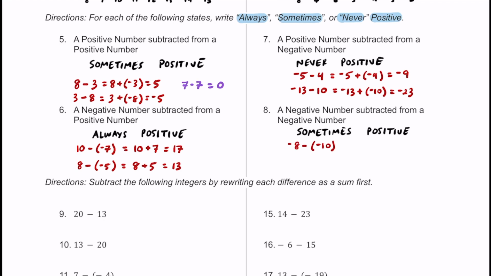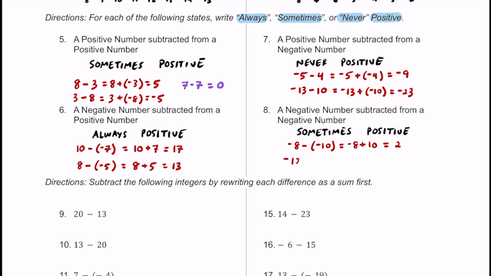Let's look at this one, right? If we're subtracting a number that has a greater absolute value, let's see what happens. So if we keep the -8, change the minus to a plus, and the opposite of negative 10, if we flip it, is going to be positive 10. Notice how when we're adding these, the 10 has a greater absolute value. So this answer is just going to be 2, just because we're going to subtract 10 minus 8 to get 2.